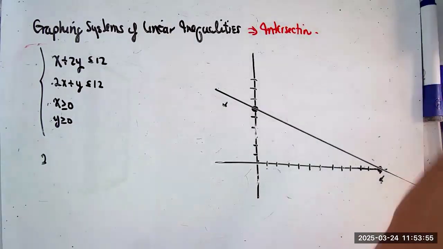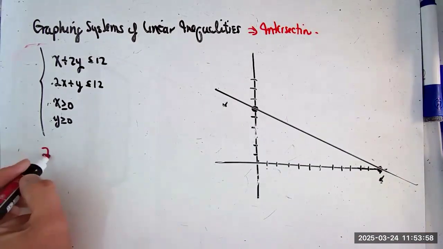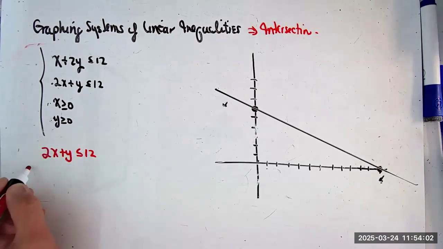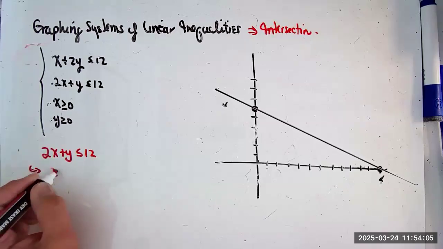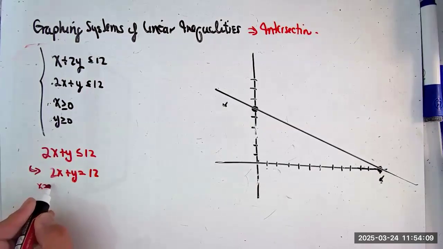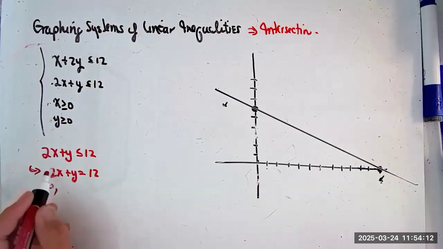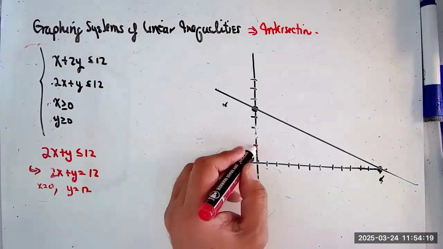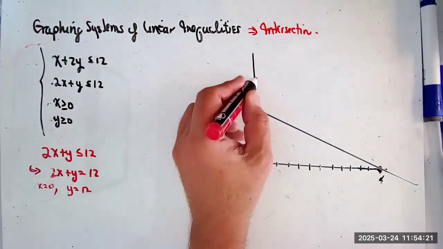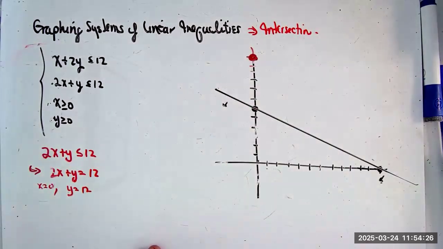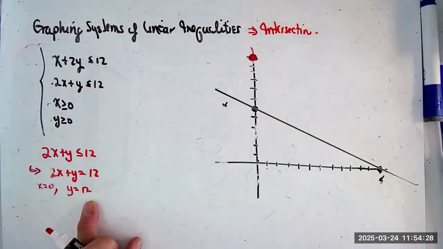2x plus y less than or equal to 12. Boundary line, solid line, 2x plus y equals 12. When x equals 0, I have y equals 12. Yes, I'm going to hit the y-axis. Now this is out here. Okay, that will be y equals 12.